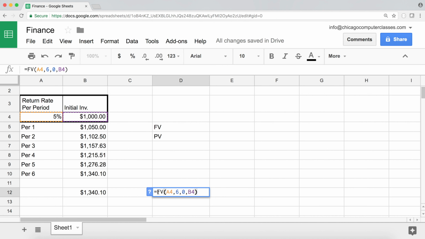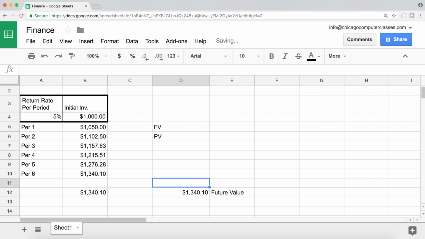Now, if you simply want to convert it to positive, you can just do negative future value, and that's going to get us to the same number. So that gets us to the same $1,340.10. Hopefully that makes sense. So that's how we get our future value.